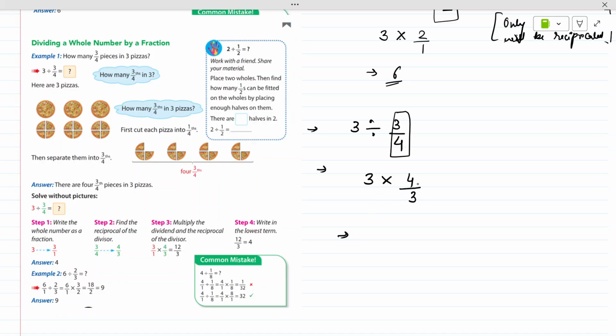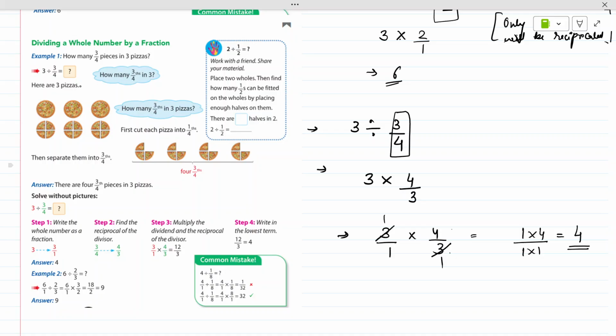And what is the next step? Just do as in the case of multiplication we have done. This we can write as 3 by 1. We can write it as 4 by 3. They are already in their lowest term. Across 3 and 3, they both have 3 as common factor. So 1 here, and here also they do not have any common factor. So multiply the numerators, multiply the denominators. The answer will be straight away 4.